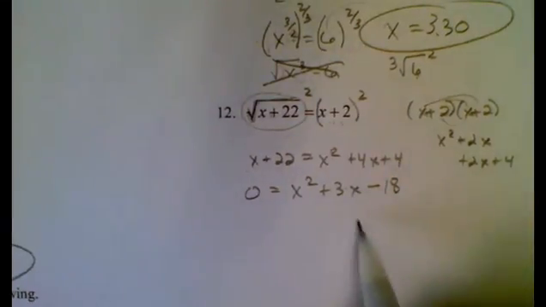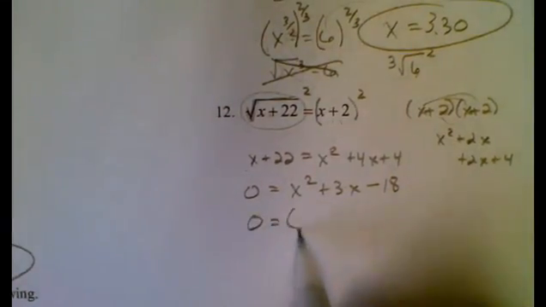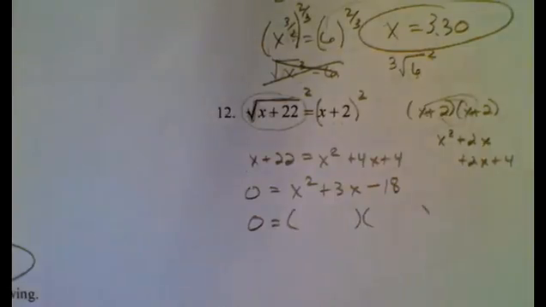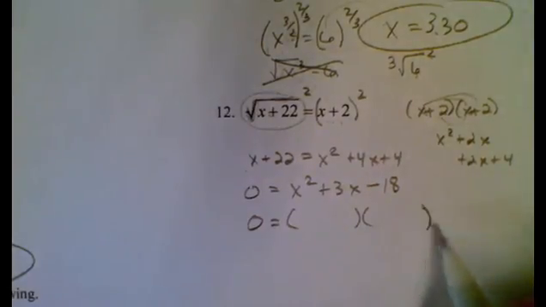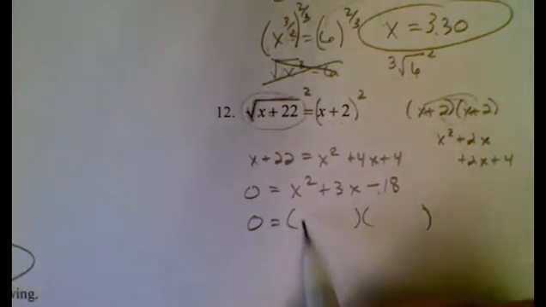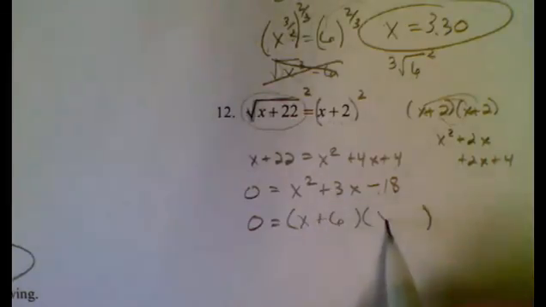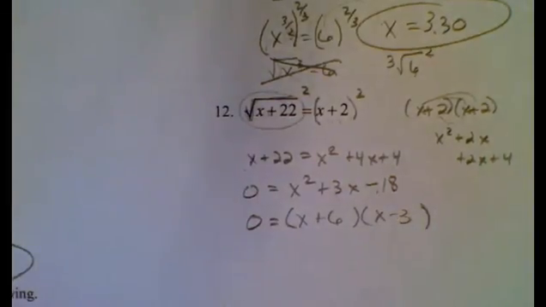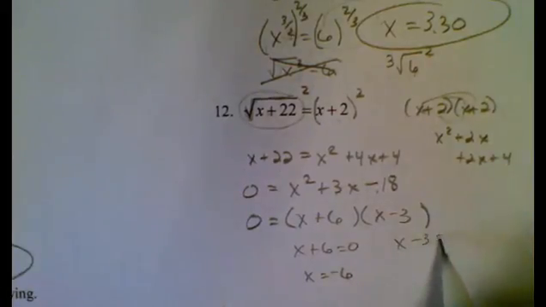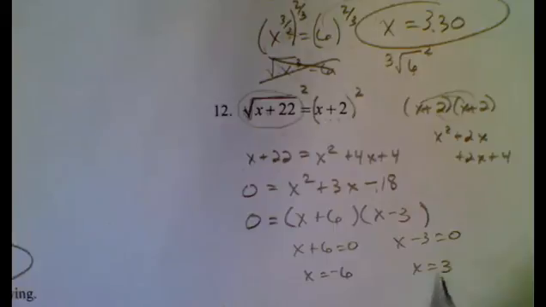So then I want to try to factor this if I can. If I can't, we have to use quadratic formula. We need a pair of factors of negative 18 that adds up to 3. So that would be a plus 6 and a minus 3. Adds up to 3, multiplies to give me negative 18. And so if x plus 6 equals 0, one of my solutions possibly is x equals negative 6. If x minus 3 equals 0, I get x equals 3.